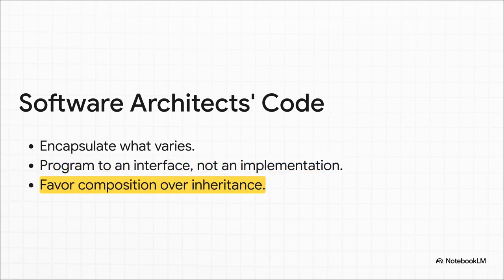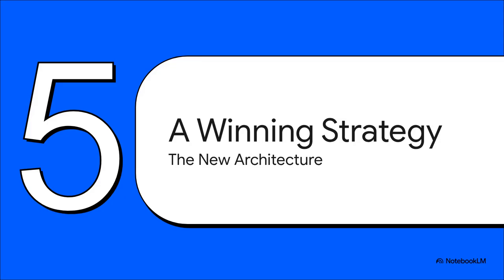And the third, and maybe the most important principle of all, favor composition over inheritance. This is the real game changer. Instead of a mallard duck being a type of flyer through inheritance, it now has a flying behavior. We're giving the duck a separate behavior object to delegate to. It's like plugging in a module. And this changes everything. So with these three principles in our back pocket, let's see how Joe finally architects a solution that's not just elegant, but flexible enough to handle whatever the business throws at him next.